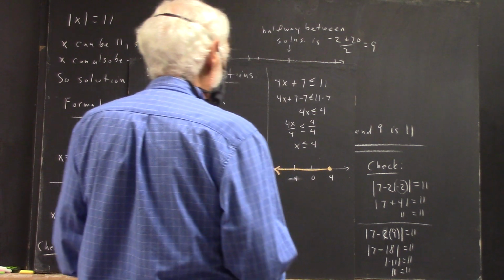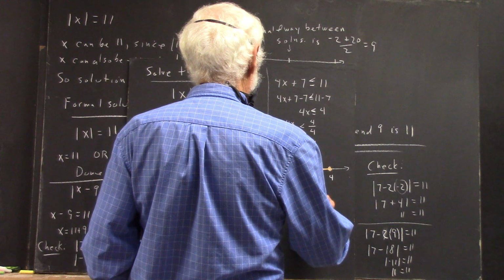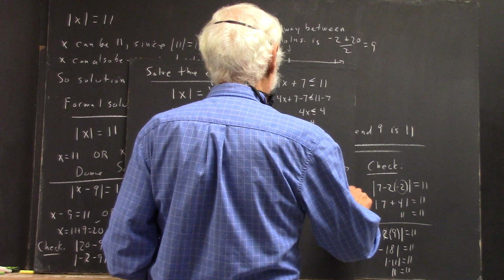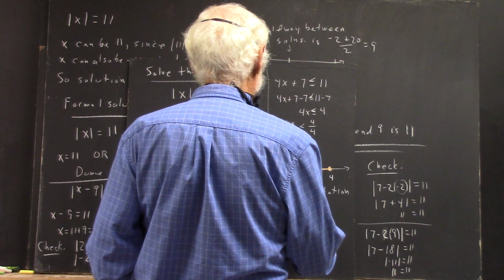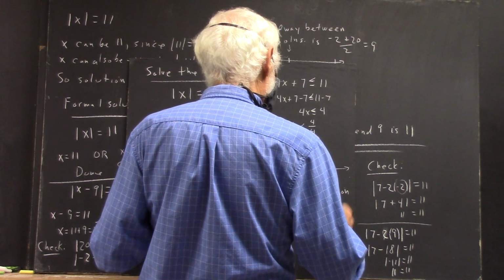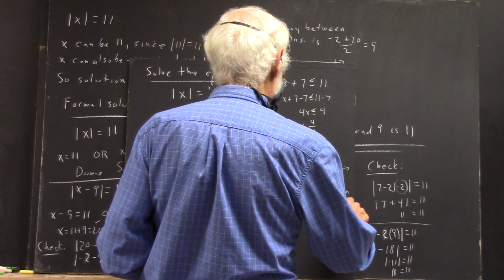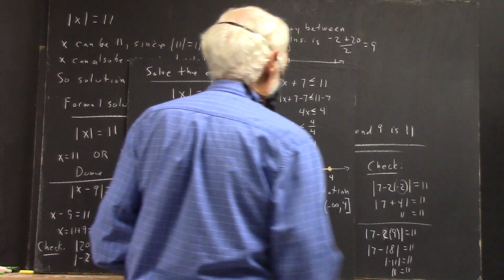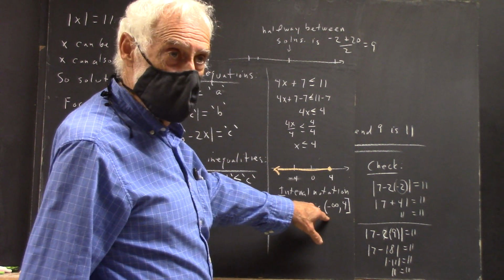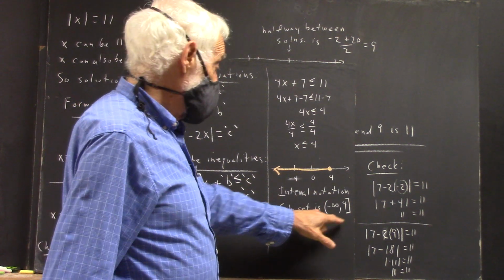In interval notation, the solution set is the interval from negative infinity to 4, including 4. And of course, negative infinity is not a number, so you can't include it. It just means it includes all numbers less than or equal to 4. Okay?